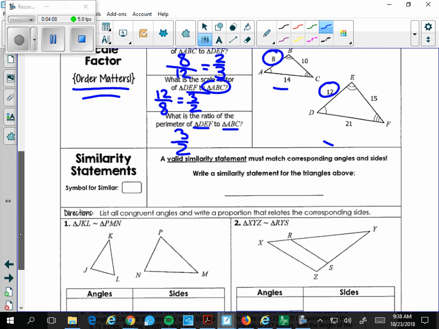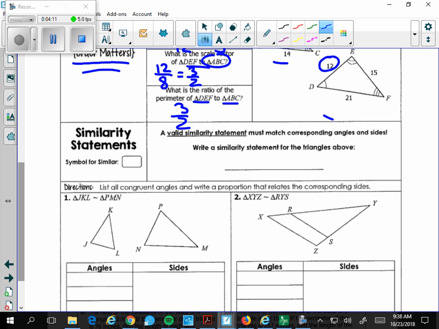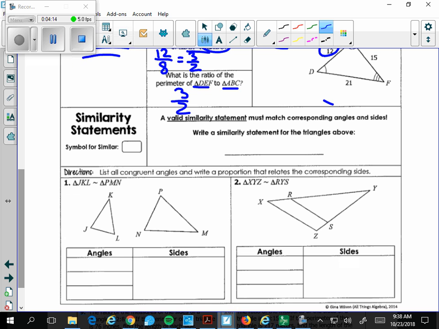So let's keep going. If I'm making a similarity statement, here it says we've got a symbol for similarity. It's that little guy, which we've seen in a couple of different areas of math, so don't get too tripped up on that, but that's our symbol for similar. It says a valid similarity statement must match corresponding angles and sides. So if I'm writing a similarity statement for the triangles above, I'm going to say ABC is similar to DEF.